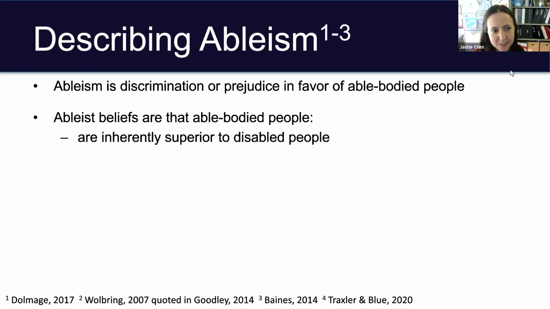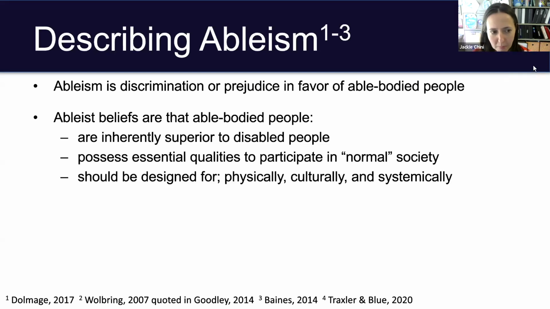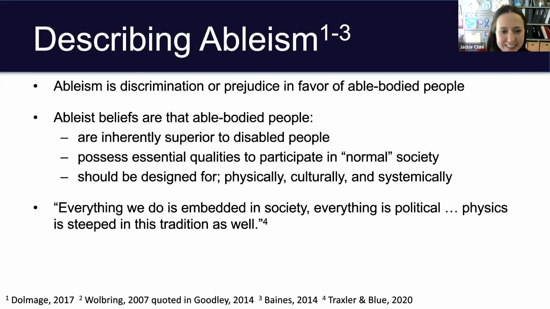And ableist beliefs include ideas such that able-bodied people are inherently superior to disabled people, that able-bodied people possess essential qualities to participate in normal society, and that able-bodied people should be designed for physically, culturally, and systemically. So the idea here is that because we are centering able-bodied people, we're doing that for a reason. We are taught by growing up in an ableist society that ableist folks are the ones that matter the most because those are the ones who are able to participate, as it says, in quote, normal society. And that idea is reinforcing.